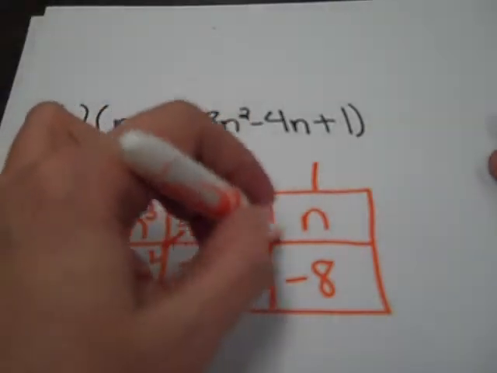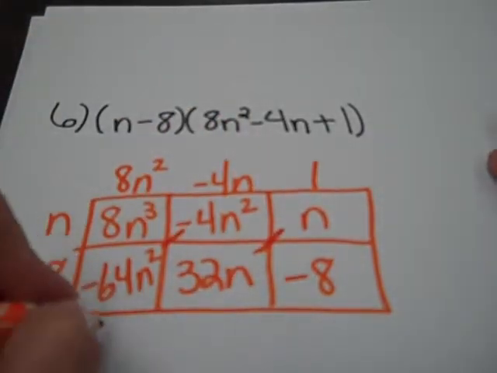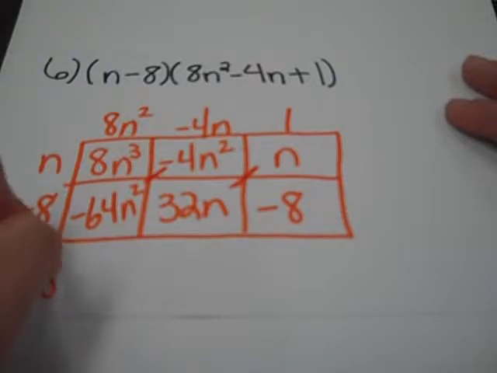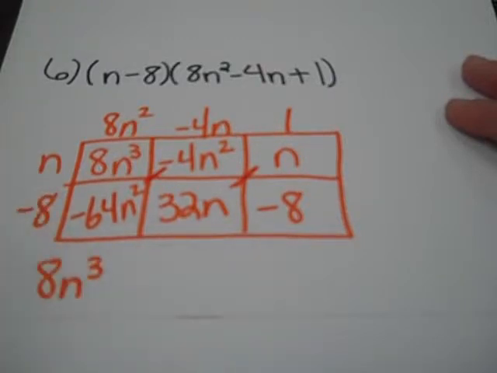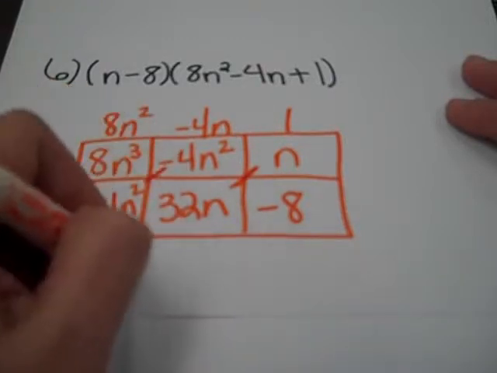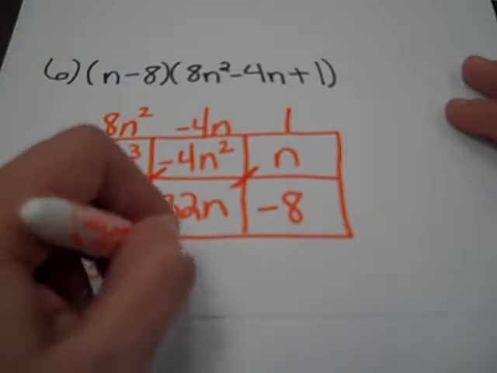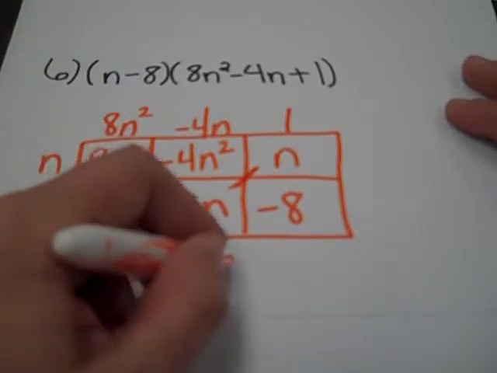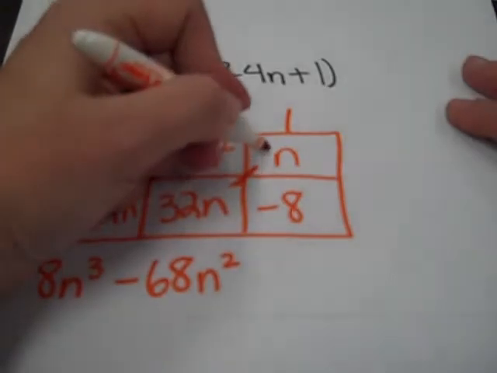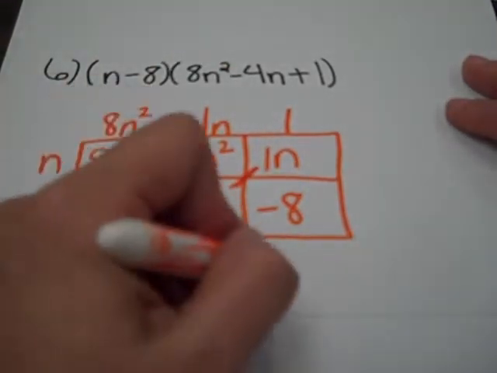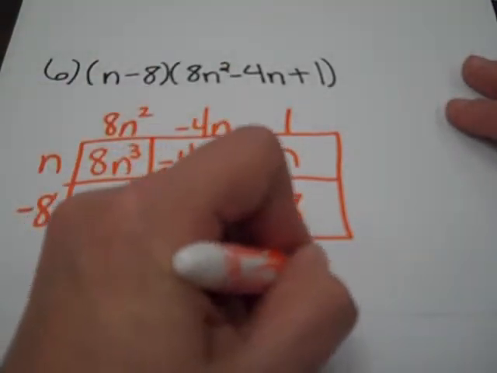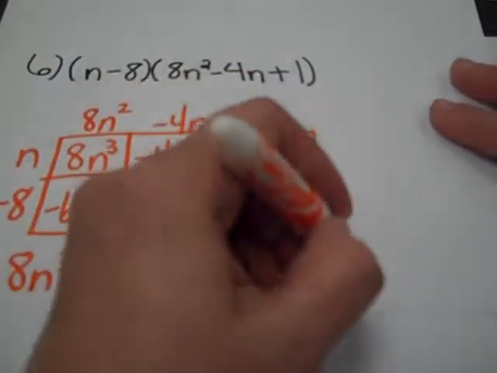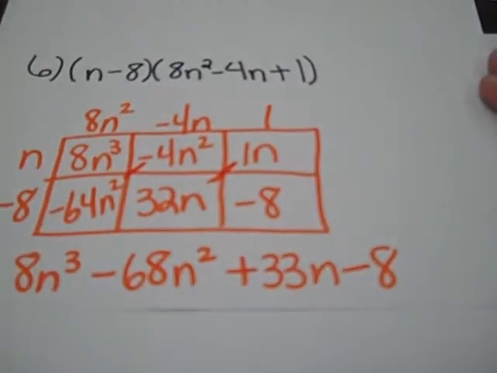I have two sets of like terms. So I end up with 8n to the third. Negative 64 and negative 4 is negative 68n squared. 32n plus 1n is 33n minus 8.